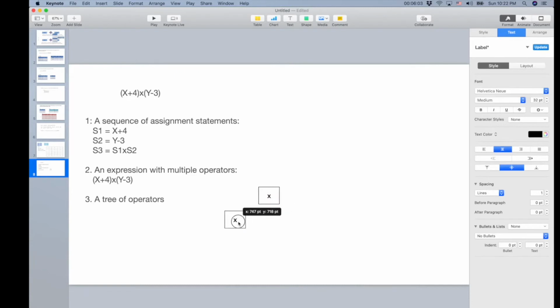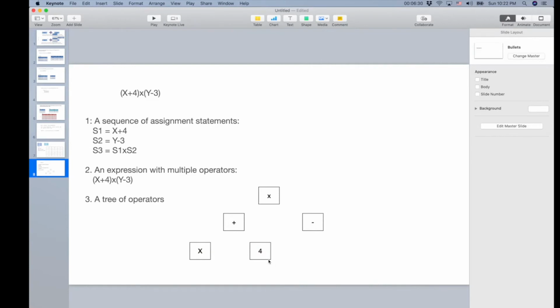The next branch will be another operator, right? And it has a right branch. The left branch will be represented as an expression, with this plus as operator, right? And the right branch will be an expression with minus as operator. And below them, we have this x as a number, right? And then we have the 4, right?